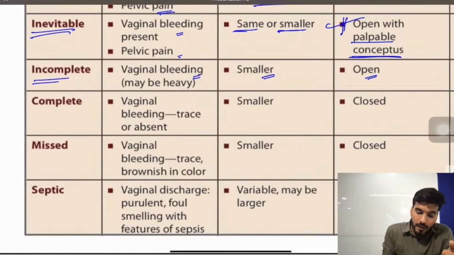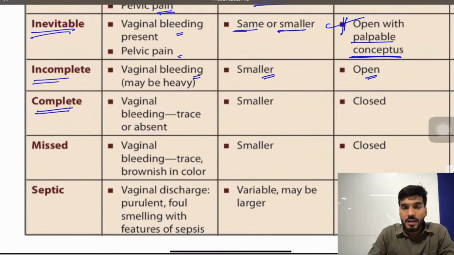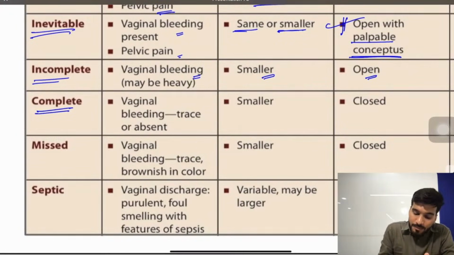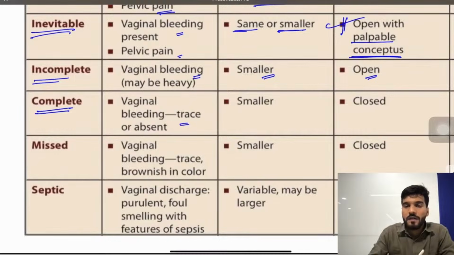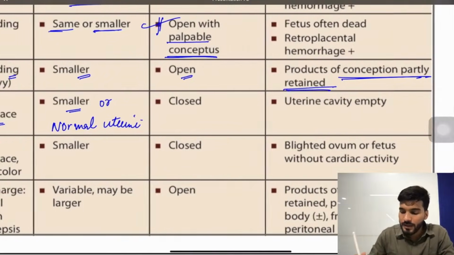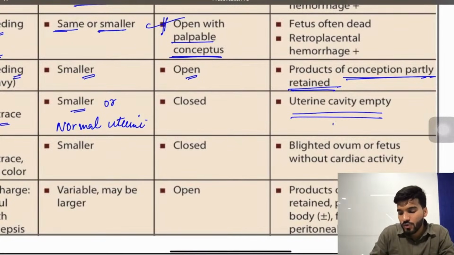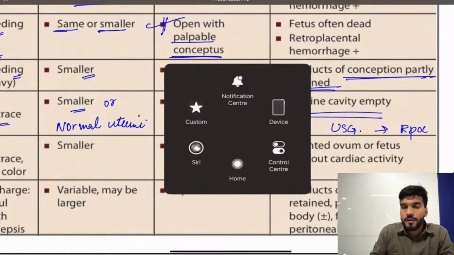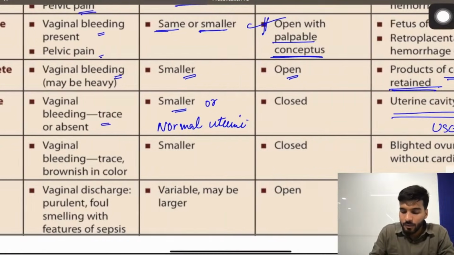Followed by that, we have the complete type of abortion. What is complete type of abortion? The vaginal bleeding can be present or there will be only a trace, because whatever was inside has already passed out. The uterine size can be smaller or normal. The os is closed, nothing to be done. The uterine cavity is empty. You just do USG in order to rule out retained products of conception.